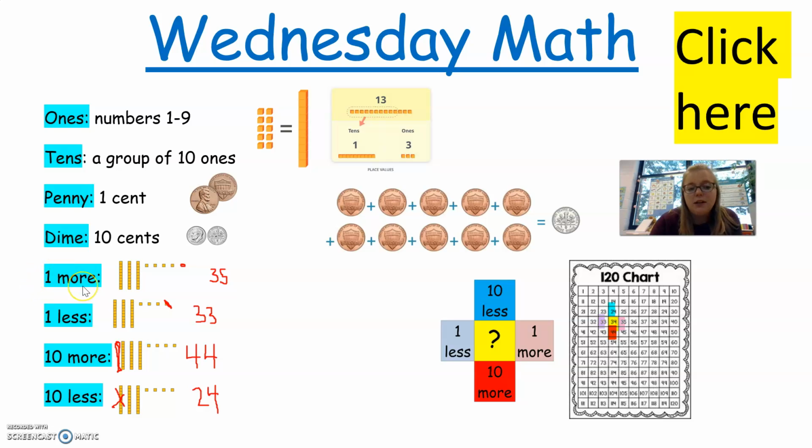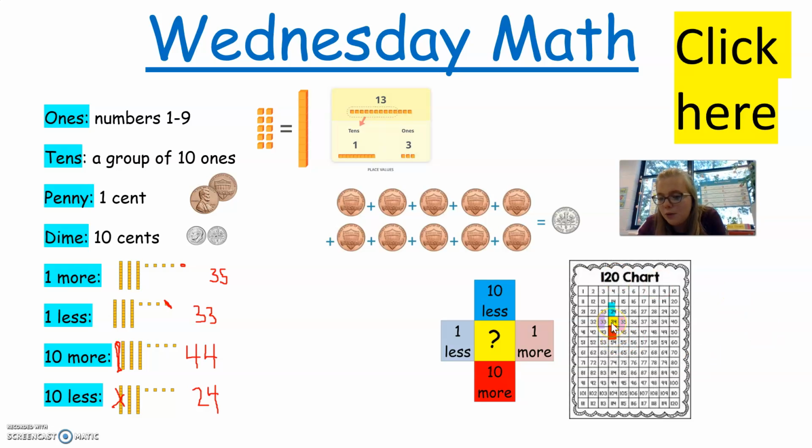One more, you're adding a 1. One less, you're taking away a 1. 10 more, you're adding a group of 10. 10 less, you're taking away a group of 10, okay? You can also look at the 120 chart to find out 1 more, 1 less, 10 more, 10 less, which is really going to help us today on today's activity.